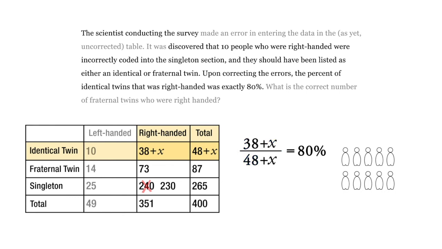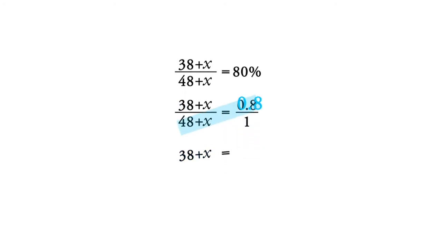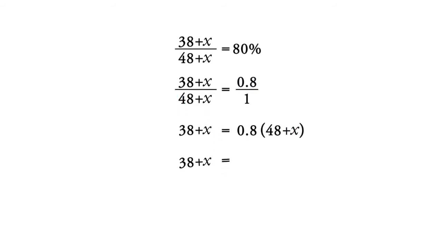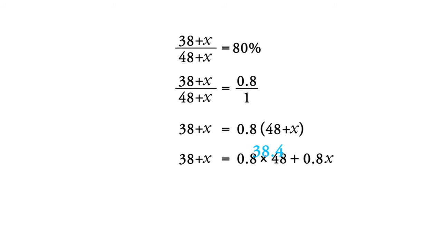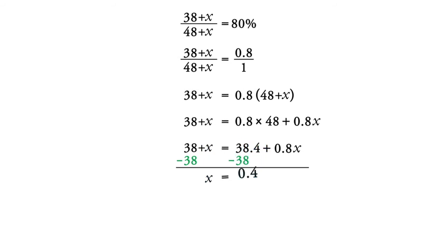So from that, we can say, okay, let's cross multiply. So 38 plus x equals 0.8 times 48 plus x. And so 38 plus x equals 0.8 times 48 plus 0.8x. And then we can take these two numbers and multiply them and get 38.4. So we have 38 plus x equals 38.4 plus 0.8x. Then we can subtract 38 from both sides. So we have x equals 0.4 plus 0.8x.